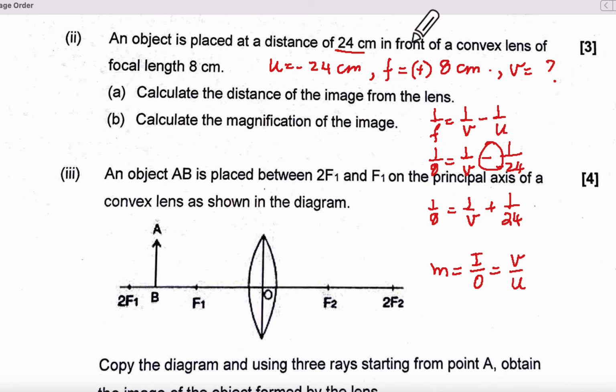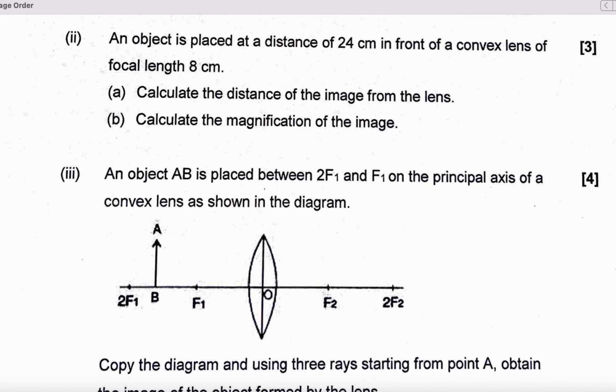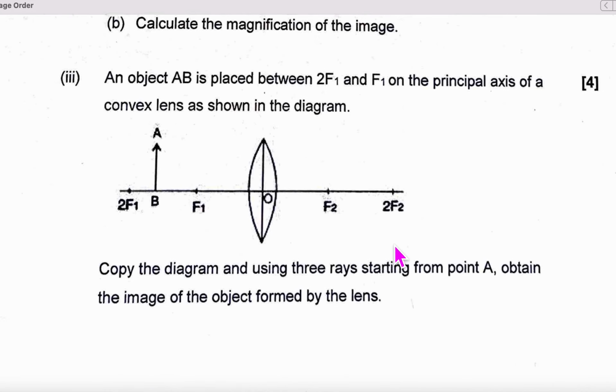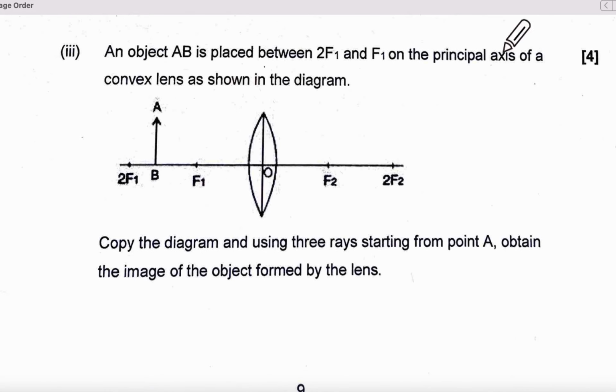Now tell me, if it is at 24 centimeters, it is more than the focal length, correct? Yes. So it's going to be a real image. When it is a real image, your V will be positive, correct? Upon U will be negative. So your magnification will be minus something. Understood what I'm saying? Can you handle this on your own? Can I move to the next one? Yes, ma'am.